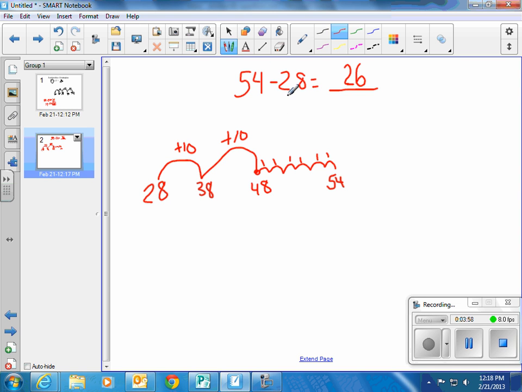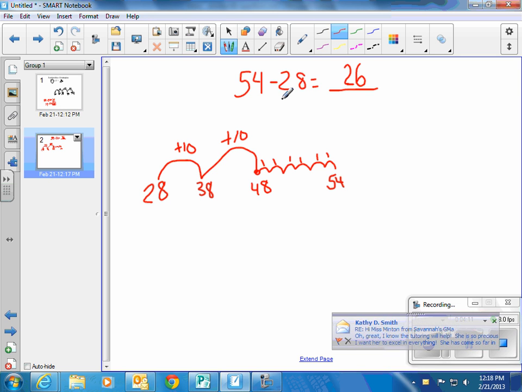Usually you would want to use the counting up strategy when you don't have as much distance between the two numbers. So usually it's best to count back, but sometimes kids like to count up so they are adding instead of really subtracting. So those are our strategies for subtracting two-digit numbers.